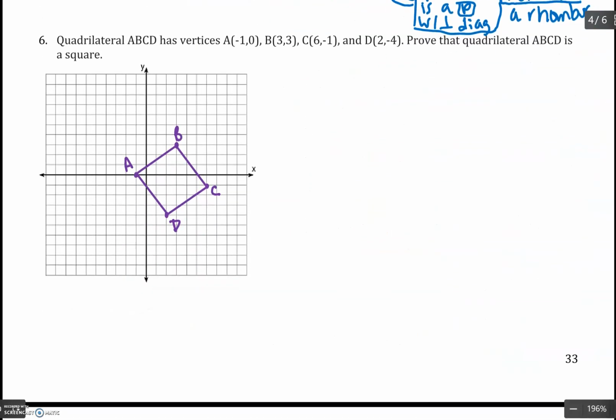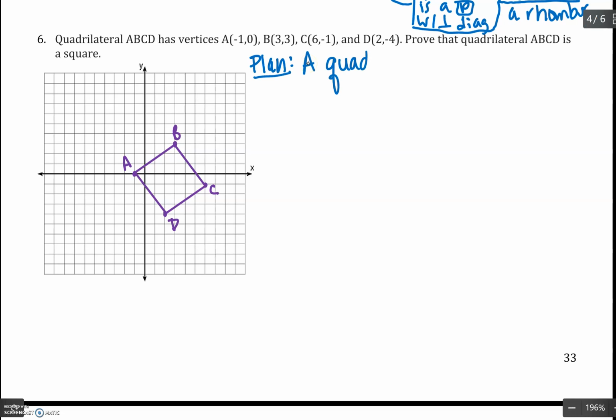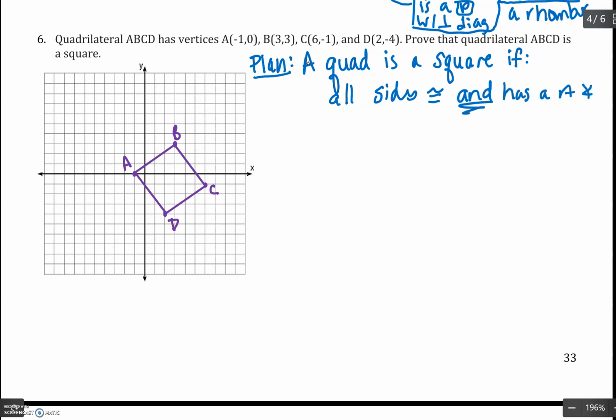Lastly, we're going to talk square. So square is kind of everything. You have to prove all of it. So you're going to totally pick whatever you prefer. So a quadrilateral is a square if, and there's going to be a lot here. Most people will pick that all sides are congruent. But it also has to have a right angle. Okay, this is what most people will pick, so this is the way I'm going to do it.